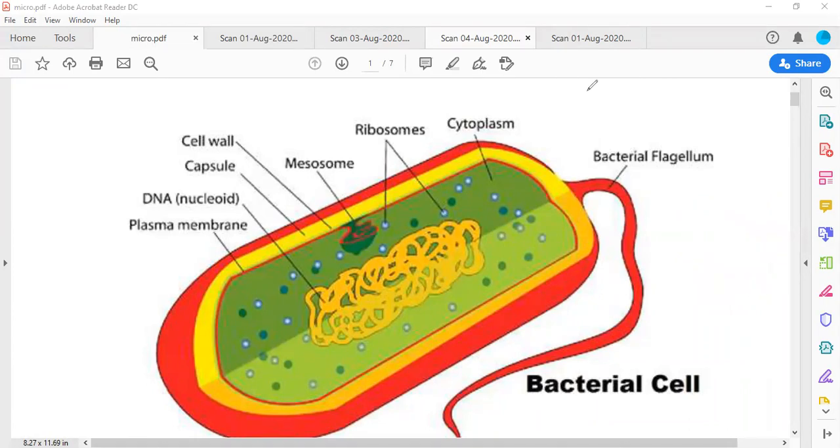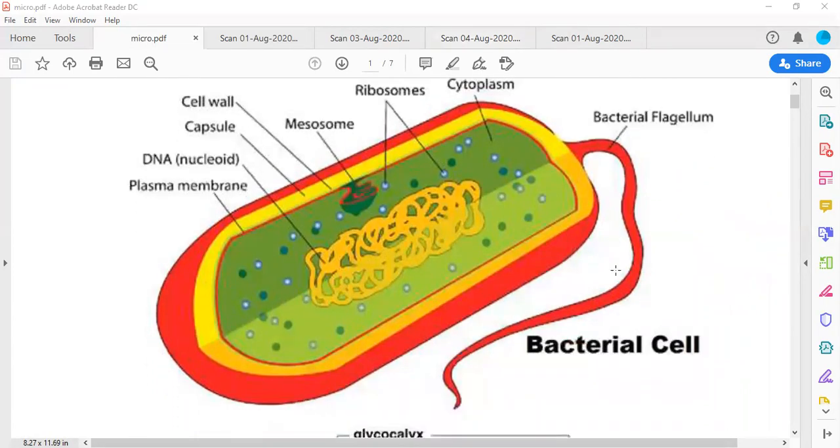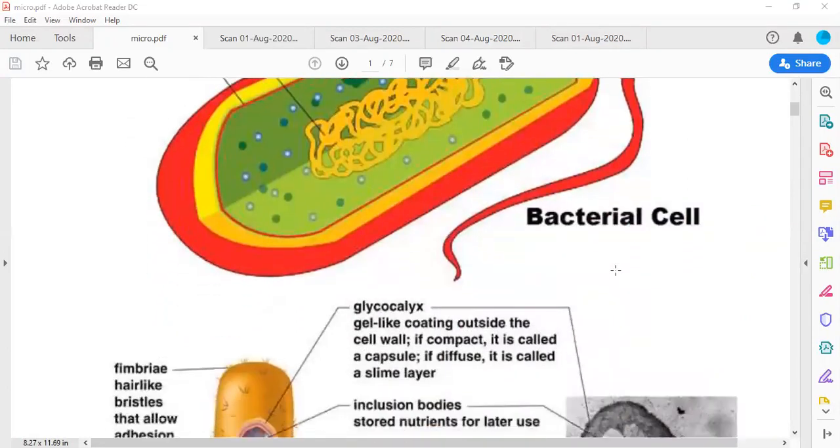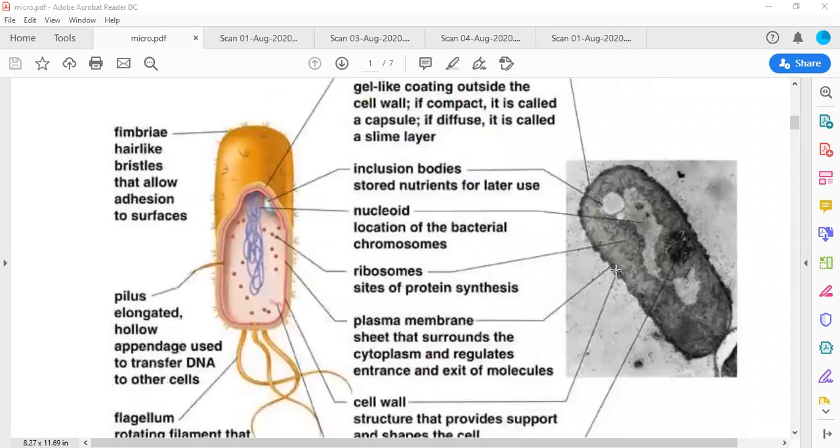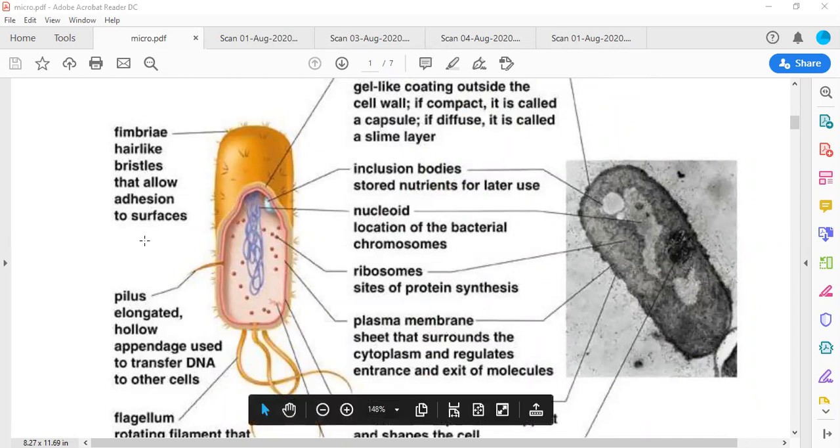Now there are some other structures in bacteria also. For example, pilus. Pilus is required for the DNA transfer. So here it is given actually. They have fimbriae, pilus. So these are different structures. Pilus is an elongated hollow appendage used to transfer the DNA to the other cell. They are called sex pilus.